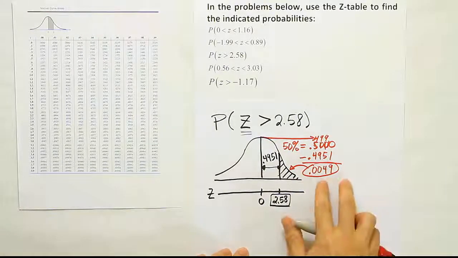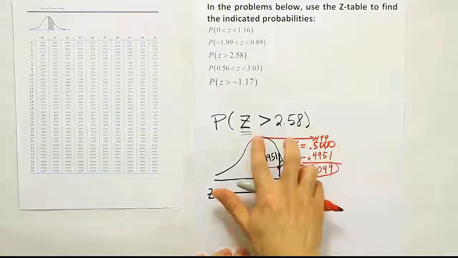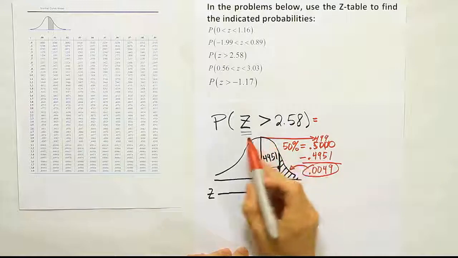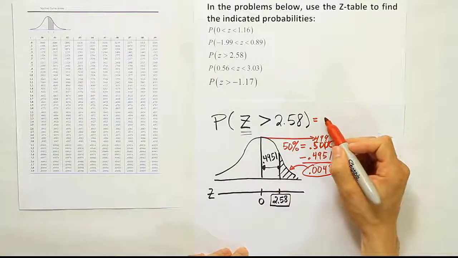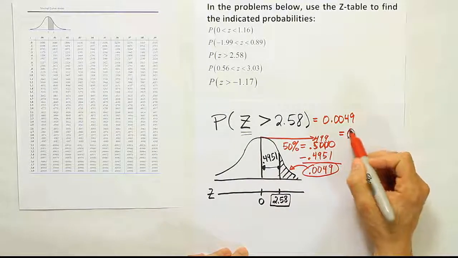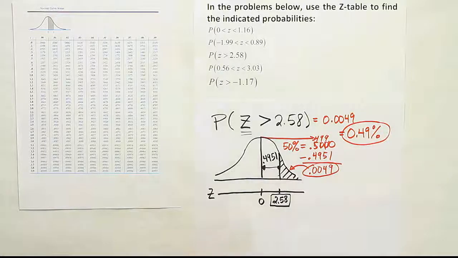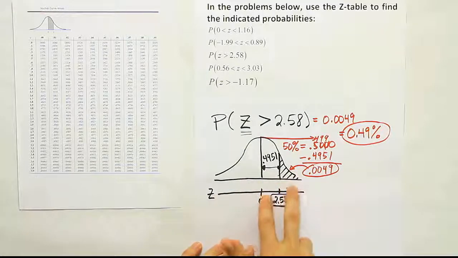0.0049. So if you add 0.0049 to 0.4951, you will get the 50% that represents the whole half of the curve. That means the area for this problem, or the answer for this problem, the probability that z is greater than 2.58 is actually 0.0049, or in other words, 0.49%.